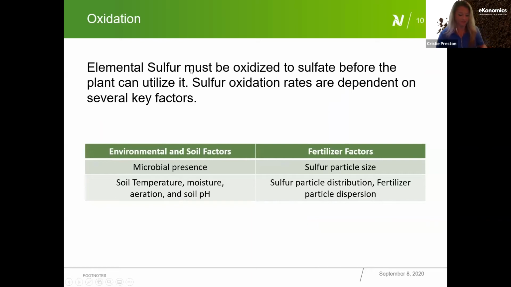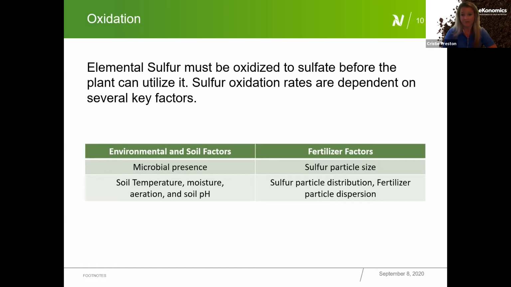Now on the other side of that, so we've got organic forms being mineralized into sulfate to become plant available. Now, if I apply mineral fertilizer that has elemental sulfur, it also has to be oxidized to that sulfate form before the plant can take it up. And again, it's a microbe-driven process.